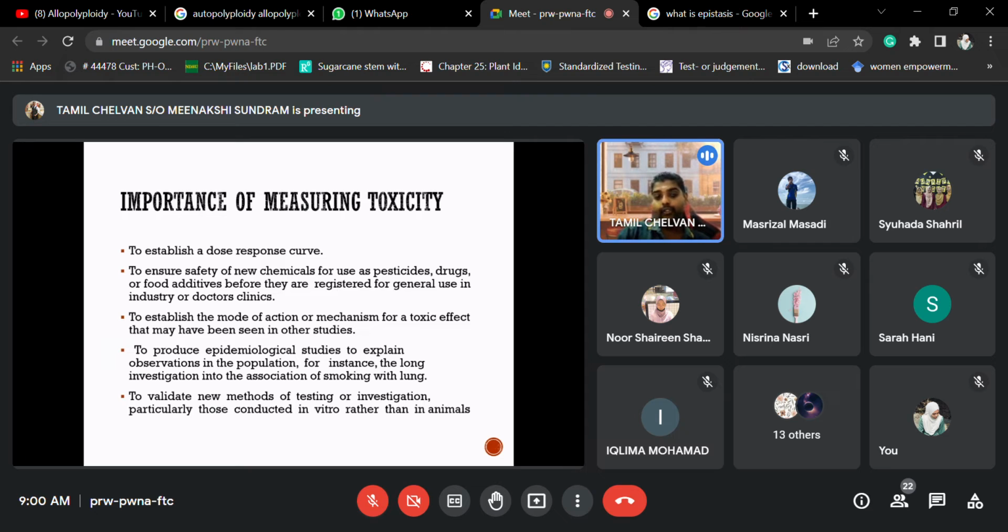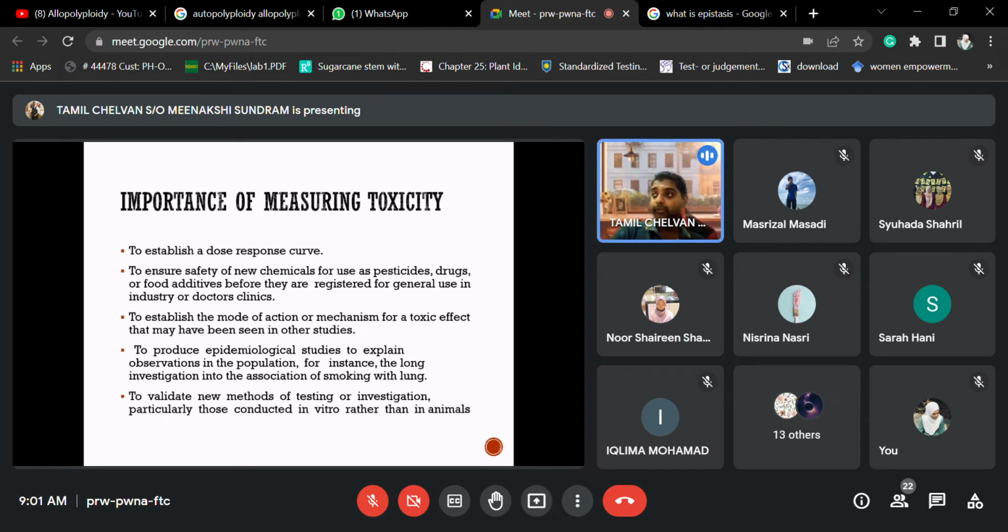Why is it important to measure toxicity? To establish a dose response curve. There will be a curve later you will see where you can check okay, at what point is it the toxicity or the dosage of a medicine starts to work. At what point it is made 50%, at what point it's saturated, and if over that, it might cause poison, might be poison. Okay. To ensure safety of new chemicals for use such as pesticides, drugs, or food additives.